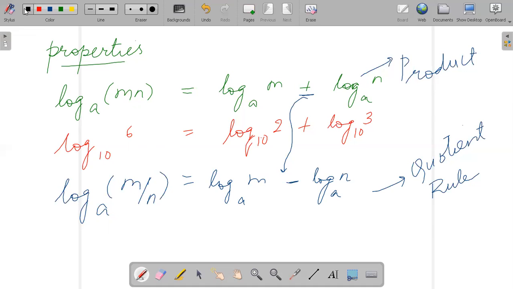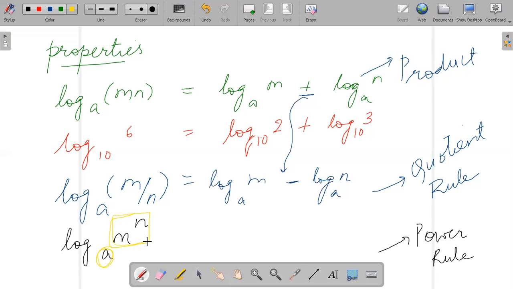All right, let's pick up one more rule, because sometimes the questions are mixed up. What we call a power rule happens when I have to write down log of m raised to some power n, with a as my base. Don't get confused, a is the base of the log, and this is my number, capital N. So I can write it in such a manner that I take n outside, and it is n times log of m to the base a.